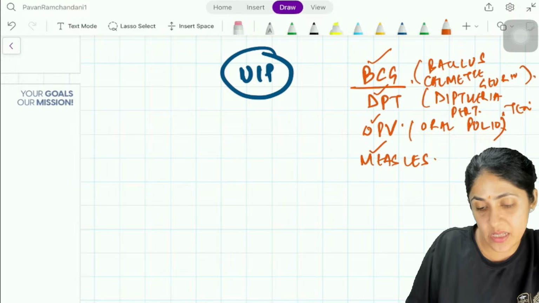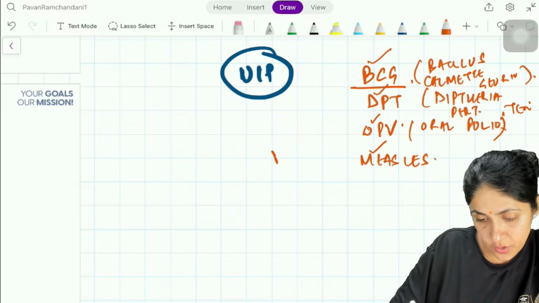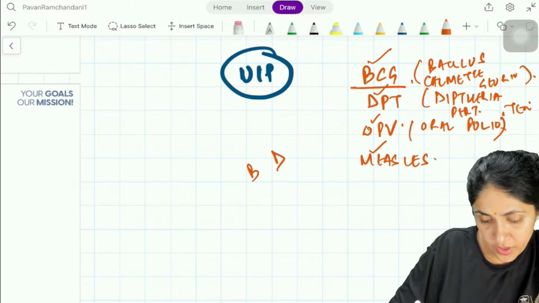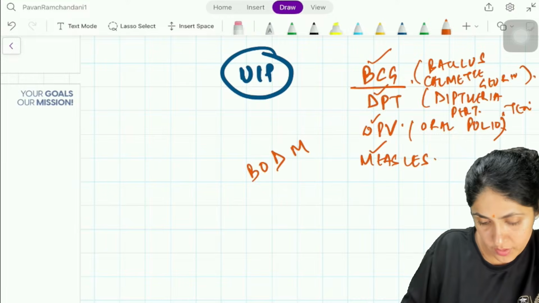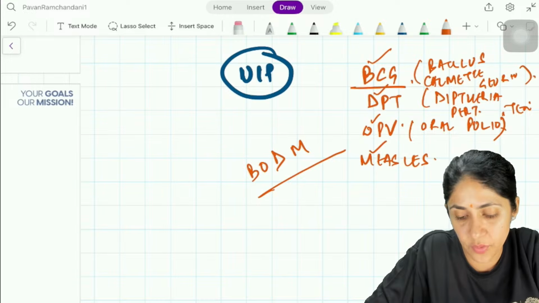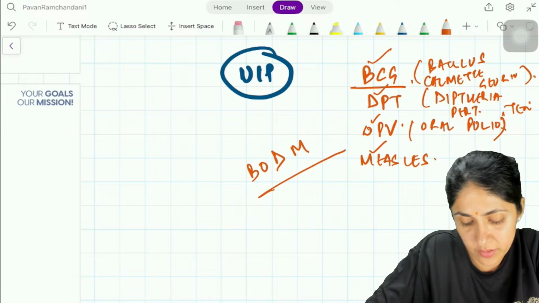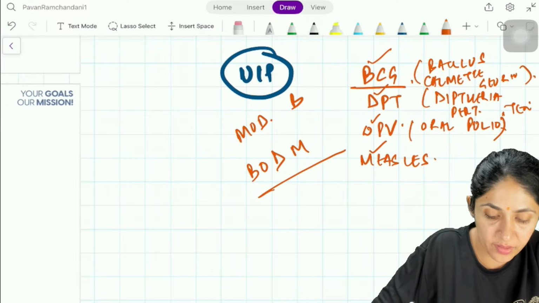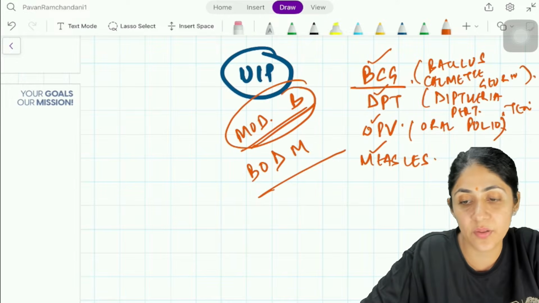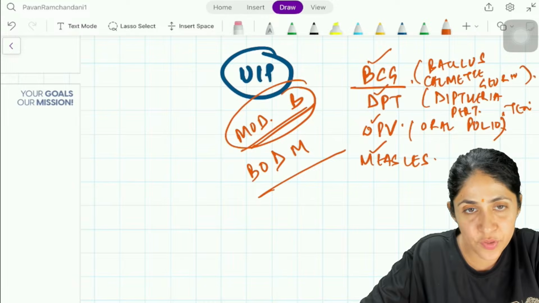Okay, so there is something like maybe, you know, something like this you can remember in UIP. Like DPT, BCG, BD, something like that. Like modern boy, you know, UIP, something like that. Okay, I try to come up with more mnemonics. They are on my page, PHD by Garima. Okay, so from time to time.